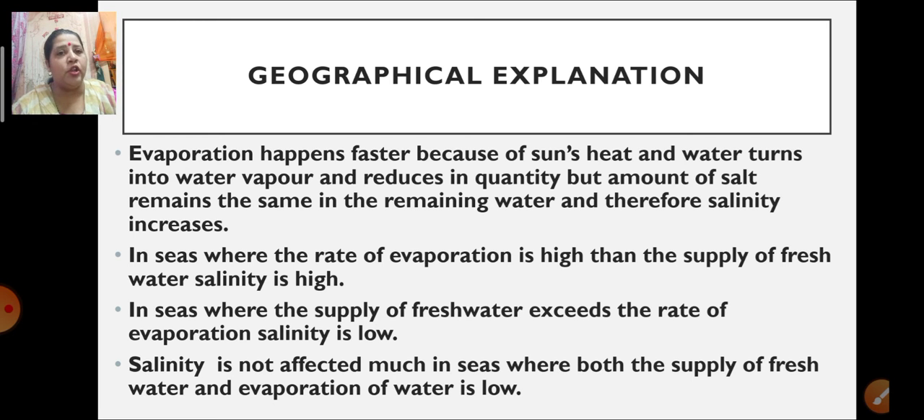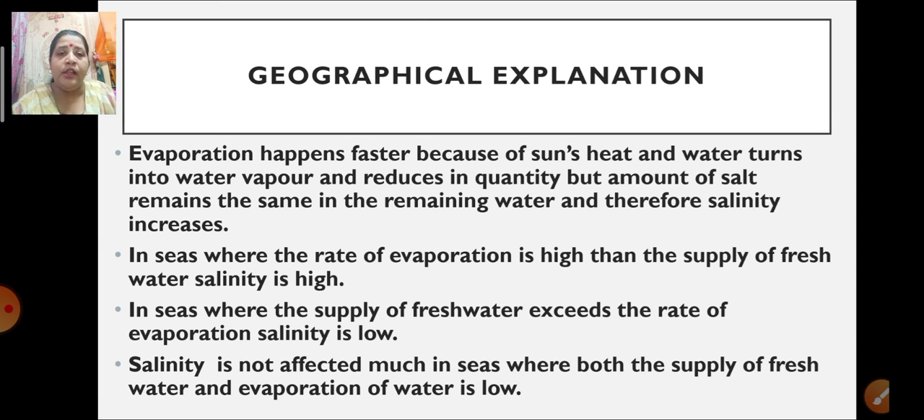Similarly in seas where the rate of evaporation is high: till now we were talking about the experiment, now if we talk about the sea, where the rate of evaporation is high and the supply of fresh water is low, the salinity is high. That means too much evaporation due to the heat of the sun, and no supply of fresh water to that sea. Naturally, it will have high salinity.